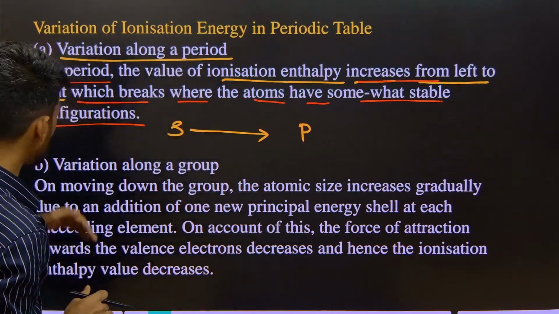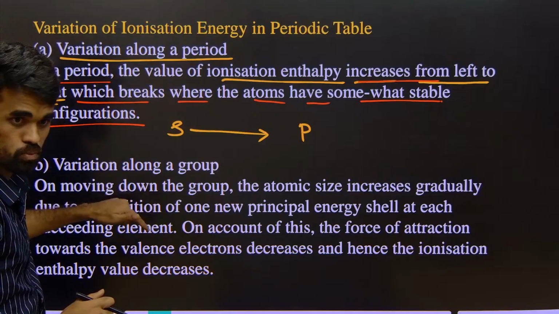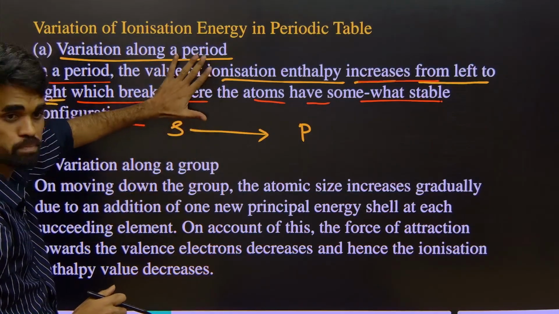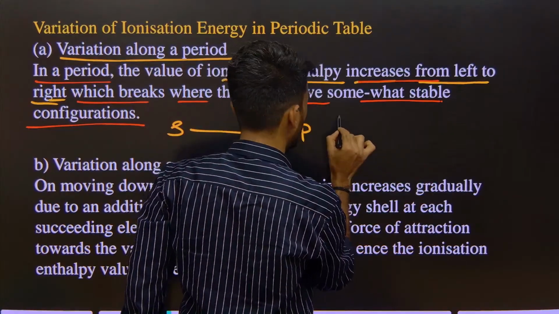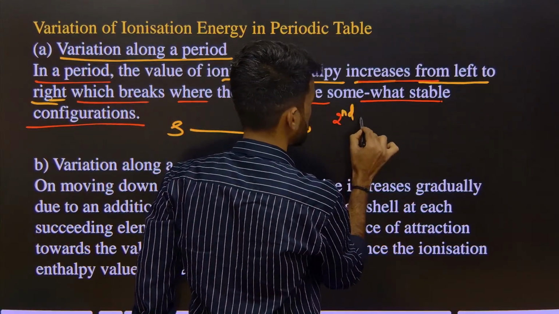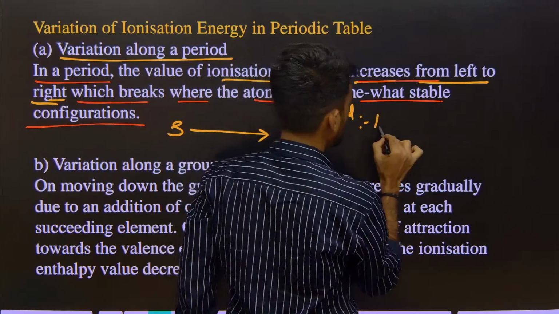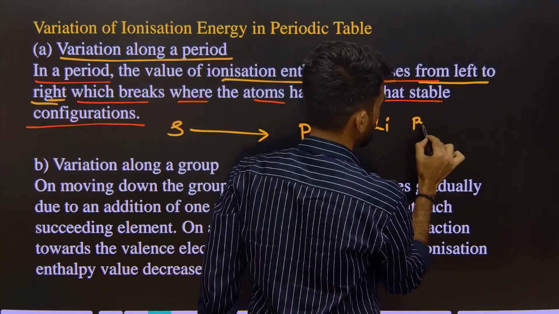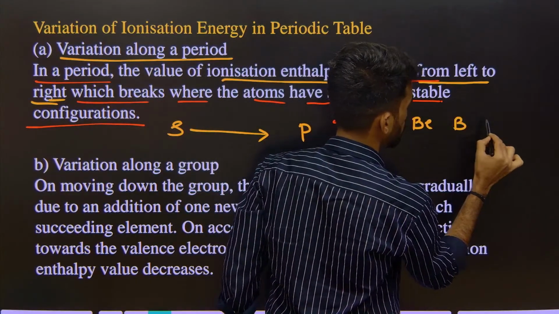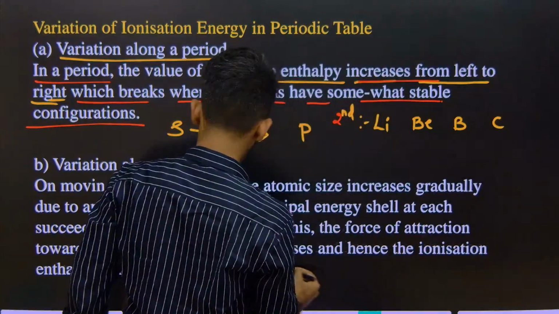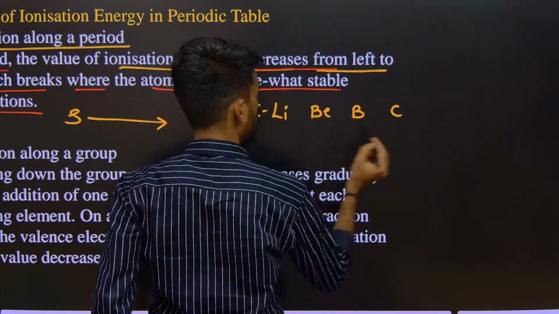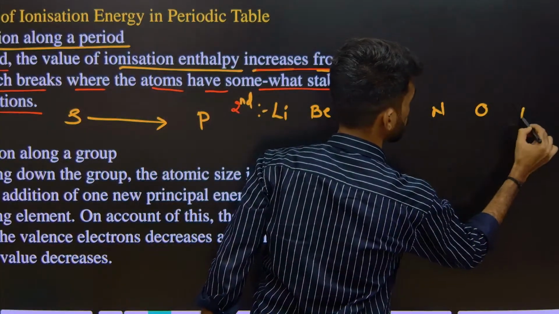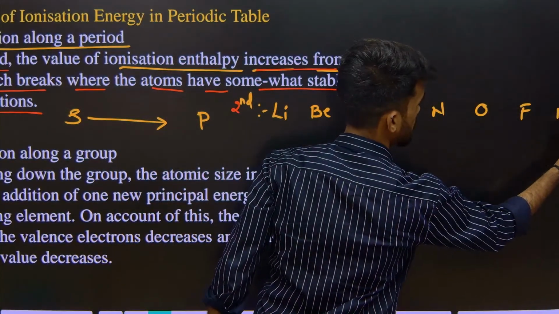Okay, about the variation in groups we will discuss tomorrow. I just want to wind up at this period itself. Okay, so now tell me what are the elements of second period. Again we will take second period elements. Lithium, beryllium, boron, carbon, nitrogen, oxygen, fluorine, and let us write neon also.